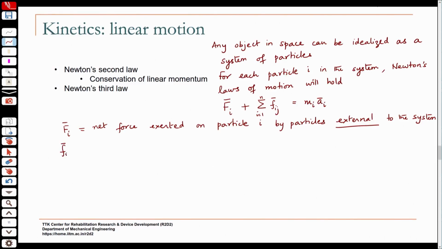And my f I j is the force exerted by particle j on particle I. So, a particle cannot exert a force on itself. So, f I I equal to 0.